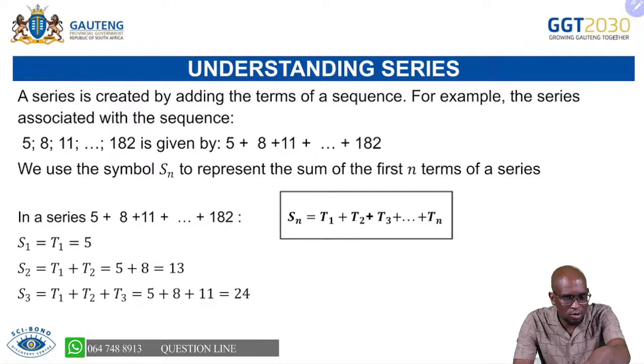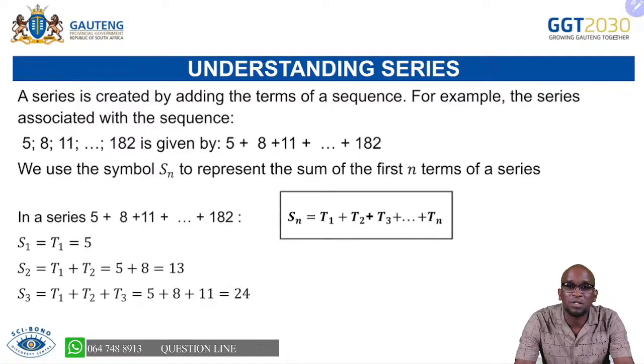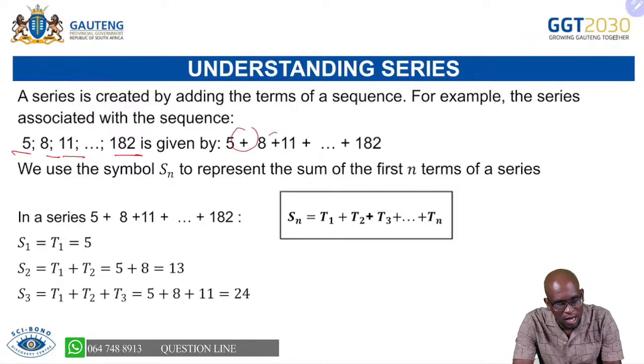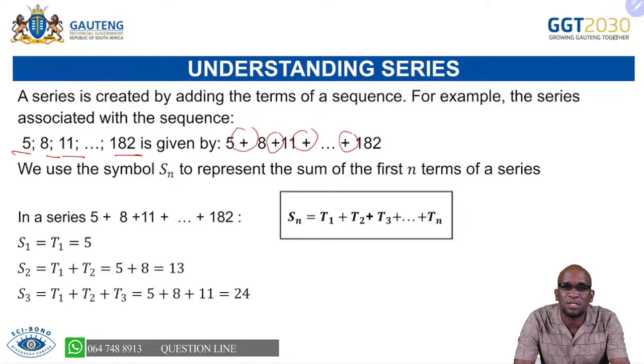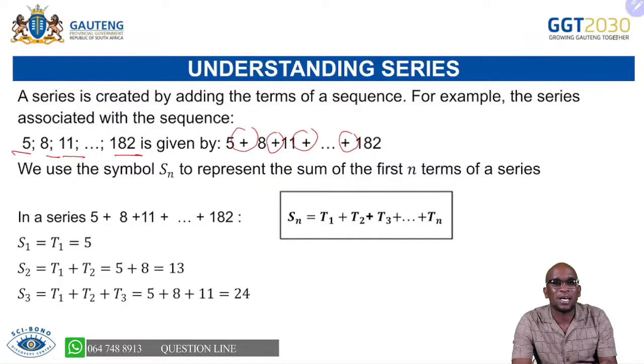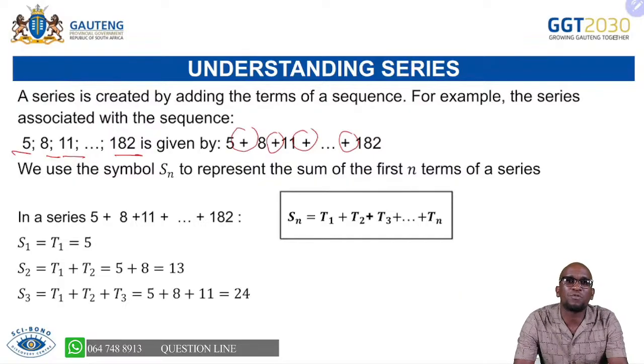Now, in order for us to understand what series means, we need to see how a series is formed. So a series is created by adding terms of an arithmetic sequence. So if you have terms 5, 8, 11 to 182, if we want to form a series, you can see that now we are adding the terms. So the sum of the terms represents what we call a series. So the series is formed from summing up terms of a sequence.